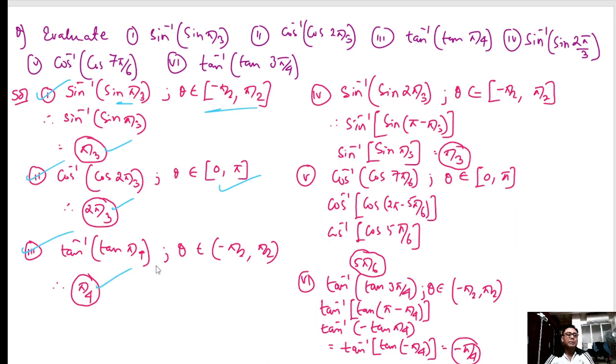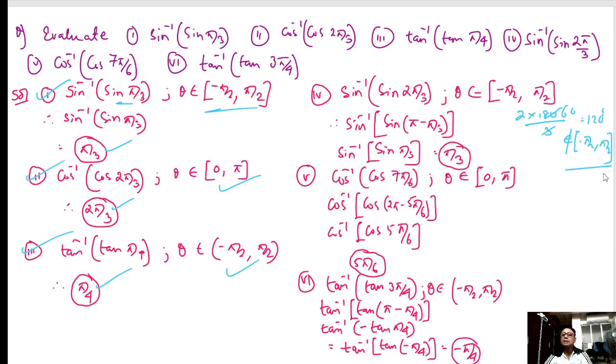It should lie between minus pi by 2 and pi by 2, which is correct. Sine inverse sine 2 pi by 3 is coming 2 pi by 3, but is it lying between minus pi by 2 and pi by 2? So let's check. 2 pi by 3 is actually how much? 2 into 180 by 3, so it is coming 120 degrees. It does not lie between minus pi by 2 and pi by 2.